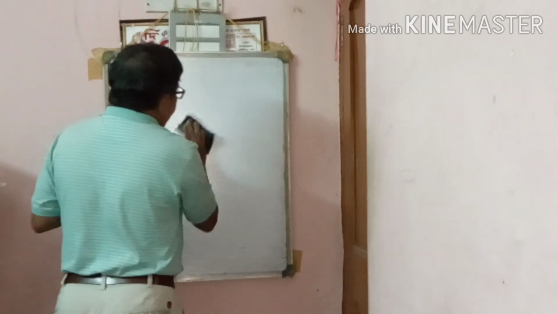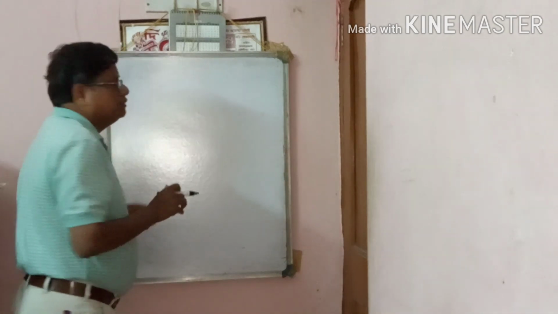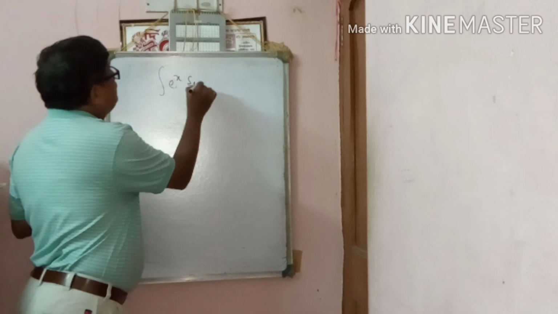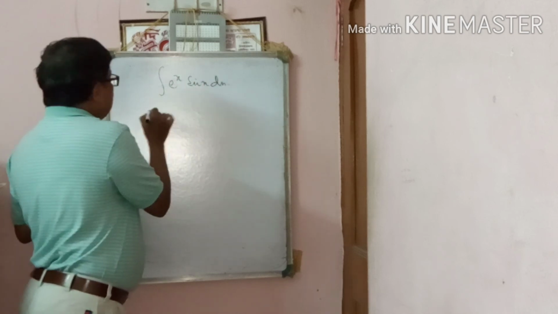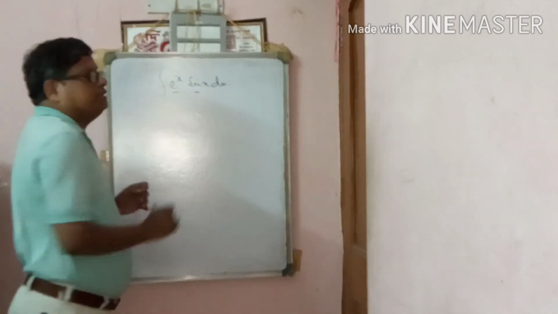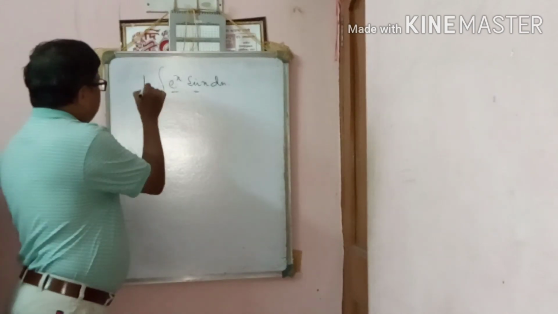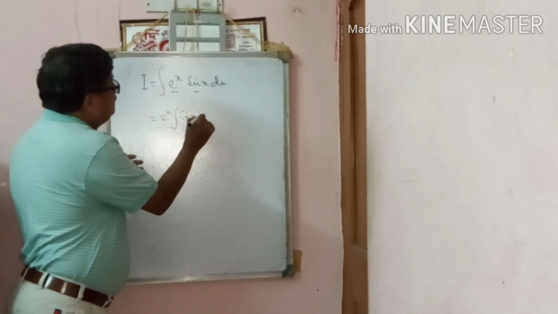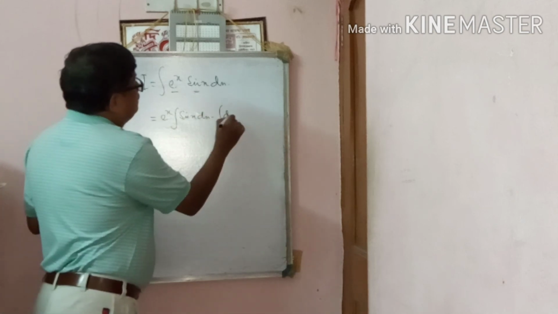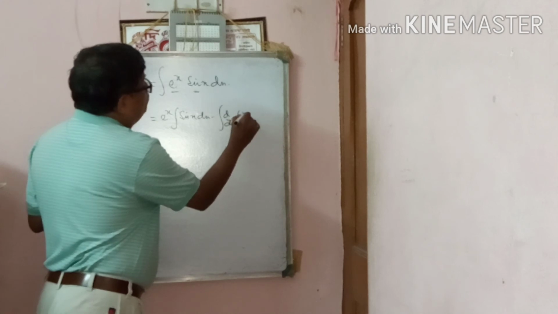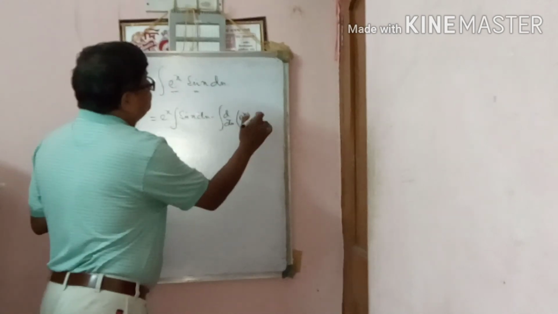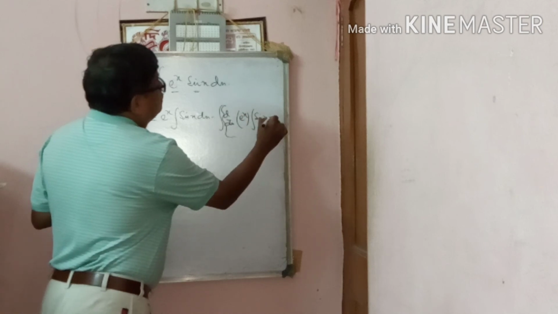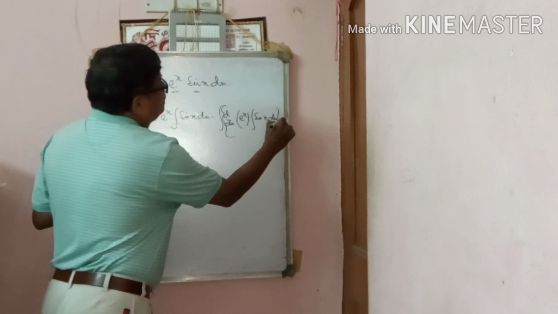Suppose I am doing one sum: integral of e to the power x sin x dx. Okay, so first function this is, and this is second function. So let I equal e to the power x times the integration of sin x dx, minus the integral of d/dx of e to the power x times the integration of sin x dx, whole dx.